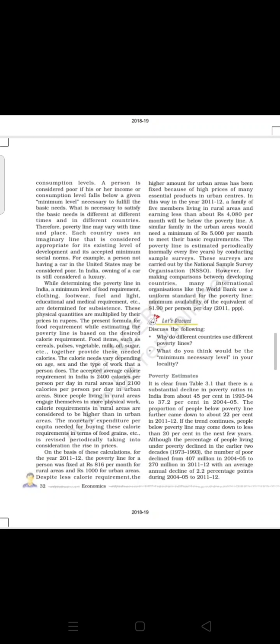Although the percentage of people living under poverty declined in the earlier two decades, the number of poor declined from 407 million in 2004-05 to 270 million in 2011-12, with an average annual decline of 2.2 percentage points during 2004-05 to 2011-12.